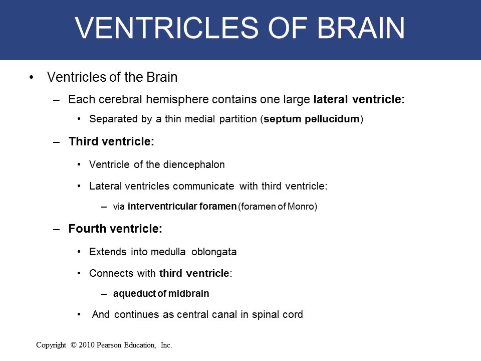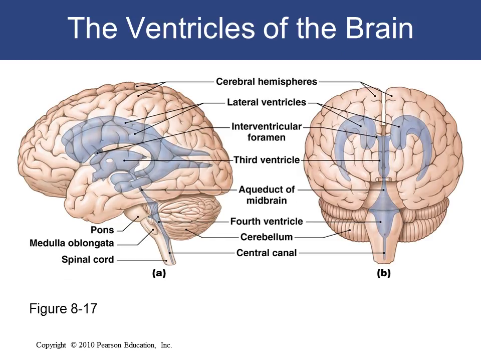And the fourth ventricle is the ventricle that extends into the medulla oblongata and connects with the third ventricle through the aqueduct of the midbrain. And this fourth ventricle continues as the central canal in the spinal cord. So this is a diagram showing us the ventricles of the brain. You have the first one, the lateral ventricles, which are two, and they are found in the two cerebral hemispheres. And the interventricular foramen is the point at which the lateral ventricle communicates with the third ventricle.